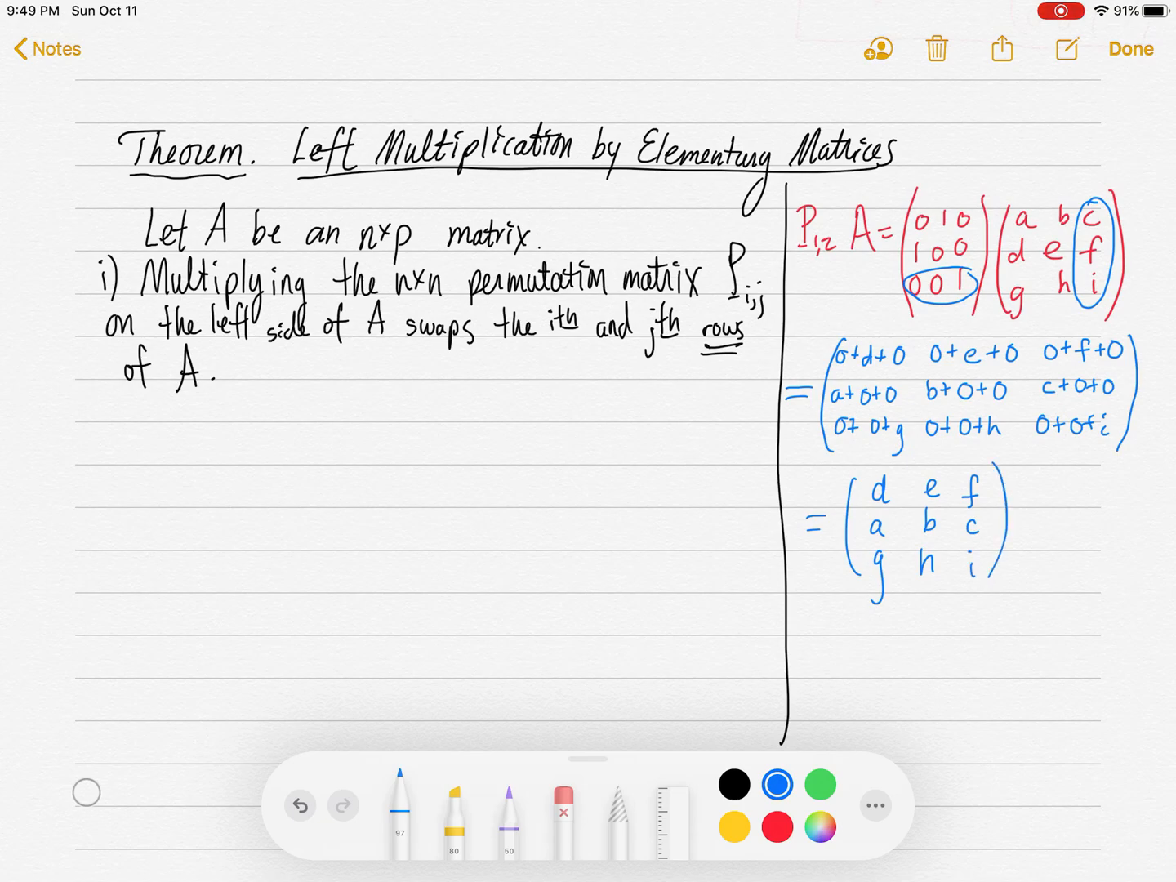We're going to simplify that. D, a, g down the first column. Down the second column, e, b, h. And down the third column, f, c, i.